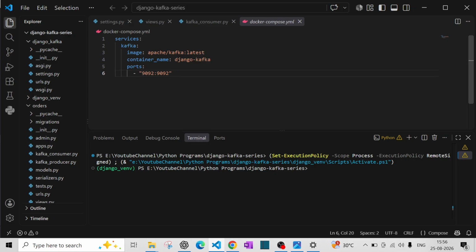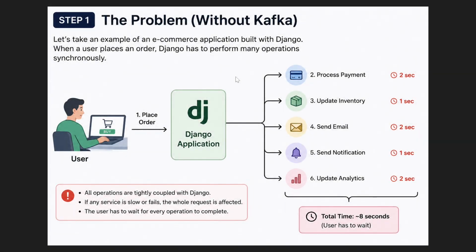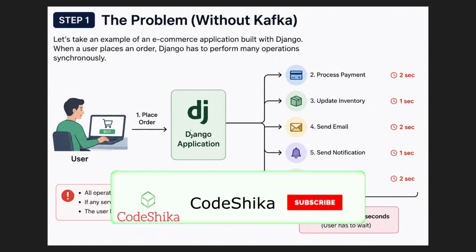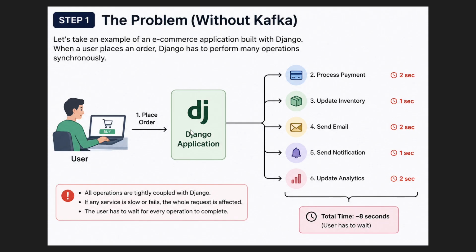Let's understand what the problem is and how Django with Kafka resolves it. So now let's take a very simple example of an e-commerce application. Suppose we have a Django application where a user places an order. The user sends a request to our Django API to create an order. Now after the order is created, we may have many things to do.